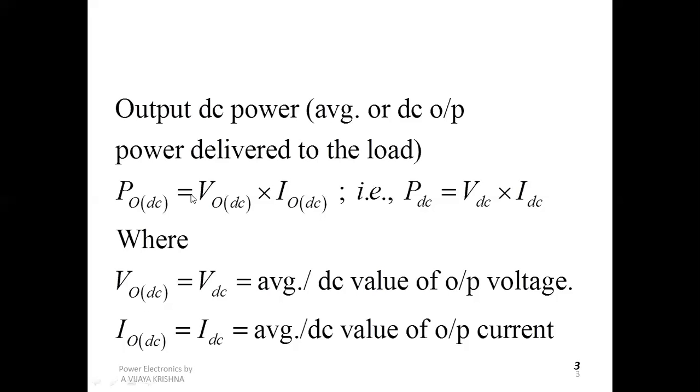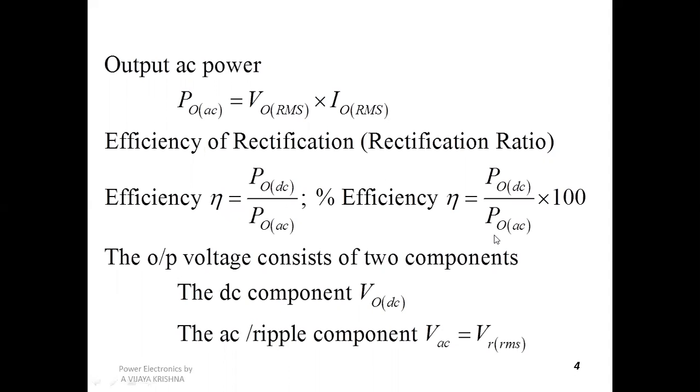The average output power, that is the output DC power delivered to the load, is P equal to VI. We know that expression: power is the multiplication of the voltage parameter and the current parameter. That is PDC is equal to VDC into IDC, where VDC is the average or DC value of the output voltage, and IDC is the average value of the DC output current. We have calculated the average output voltage, average output current, and now the average output power. We have also derived the expression for the RMS value.